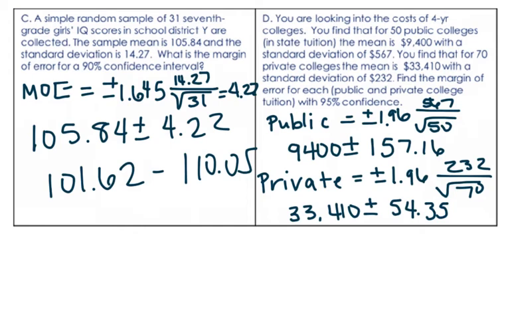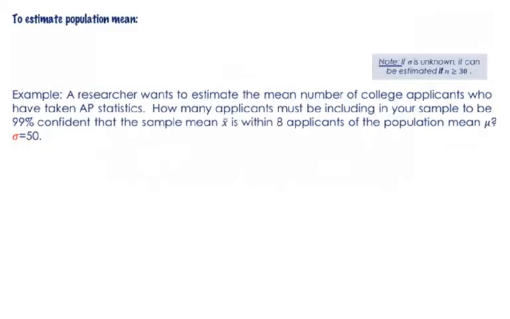Okay, so for public, you get that the point estimate was 9,400, but then the margin of error was 157.16. And then for private, the point estimate 33,410, but then the margin of error is 54.35. Okay, so let's look at some more.